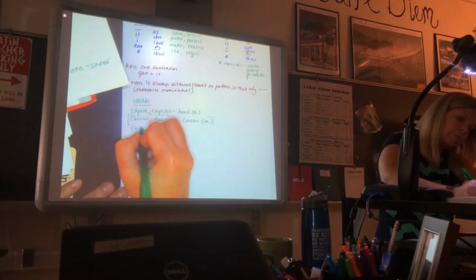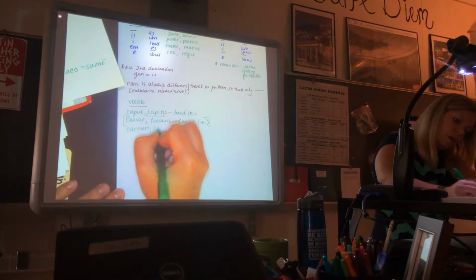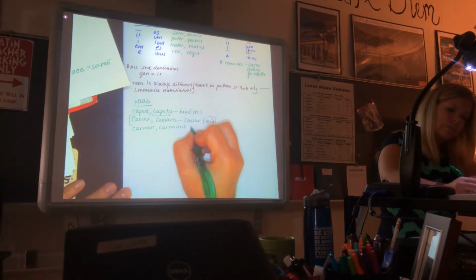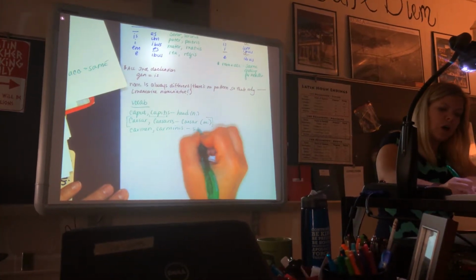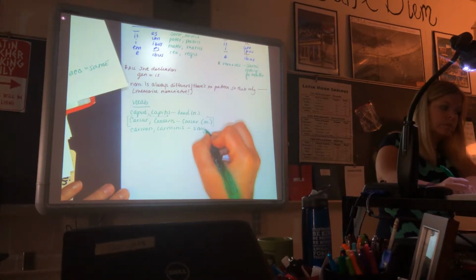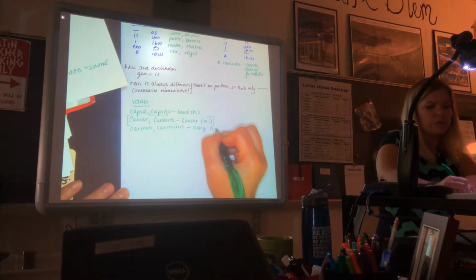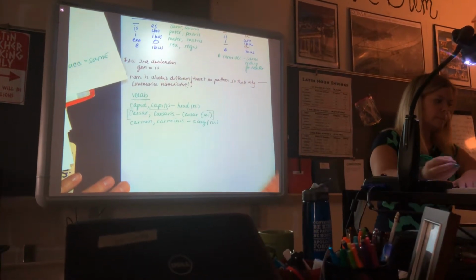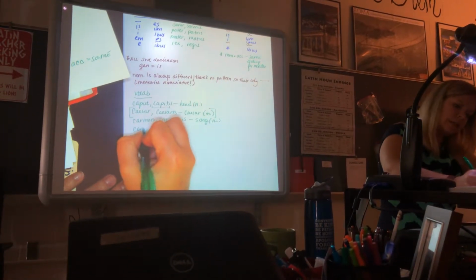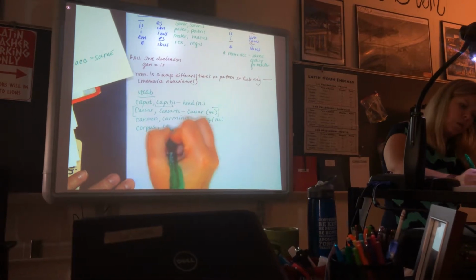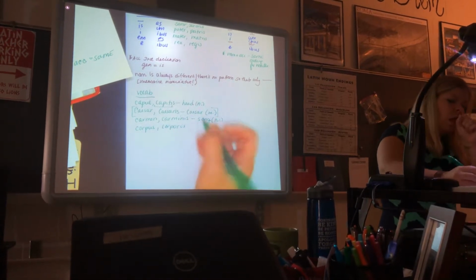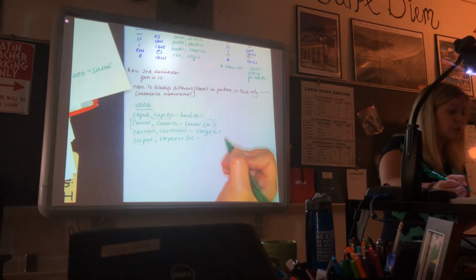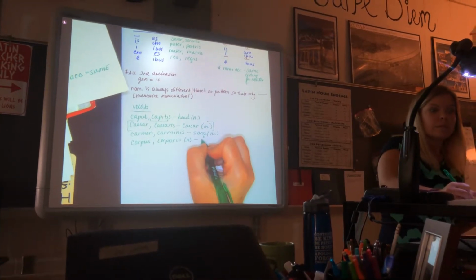Okay, carmen, carminis. Song, and it is of course neuter. Corpus, corporis. It is neuter, meaning what? What's a corpse? A body.